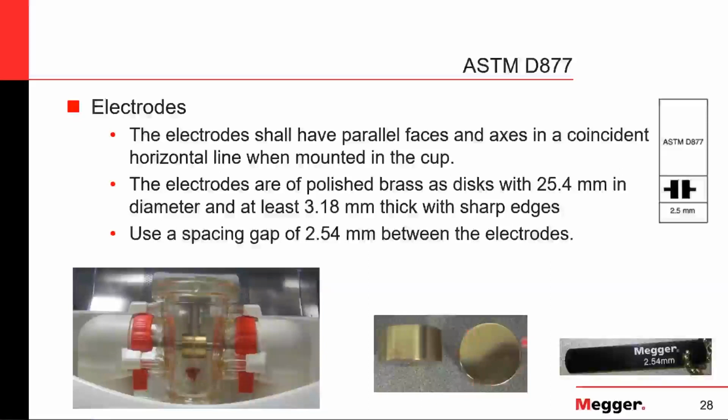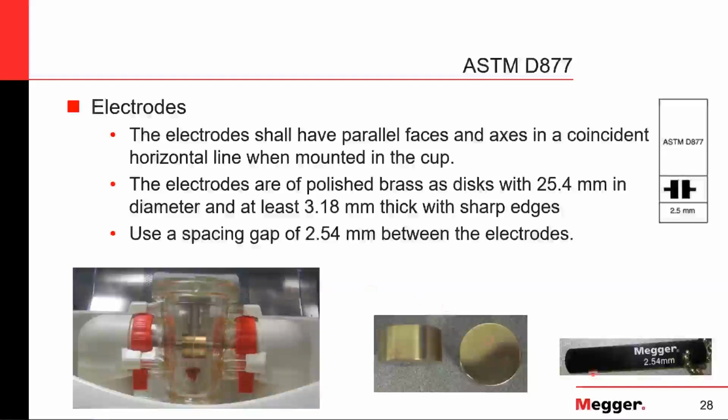As you can imagine, when using this method, there is a substantial stress concentration at the sharp edges of the flat disc faces. On the other side, for ASTM D1816, as you can see in the picture, the electrodes will be mushroom type, otherwise called VDE type electrodes. The gap is also different. For this method, we have two options, either 1 millimeter or 2 millimeters.